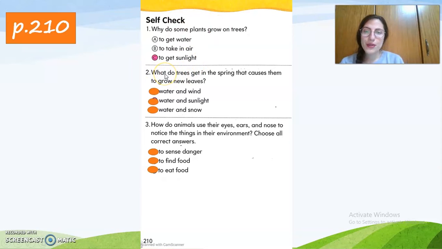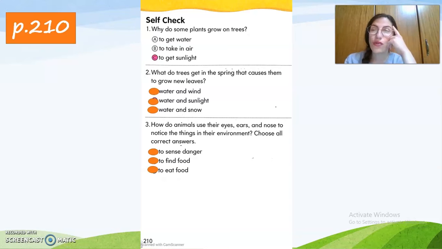What about number 2? What do trees get in the spring that cause them to grow new leaves? What do they get? Let's check. A, water and wind. B, water and sunlight. C, water and snow. So what do trees get in the spring that causes them to grow new leaves? A, water and wind. B, water and sunlight. C, water and snow. Think, guys.